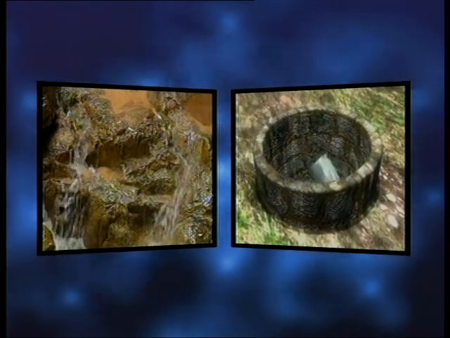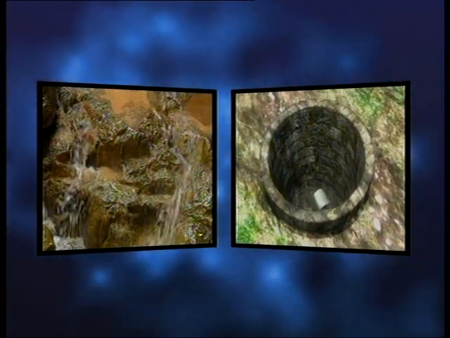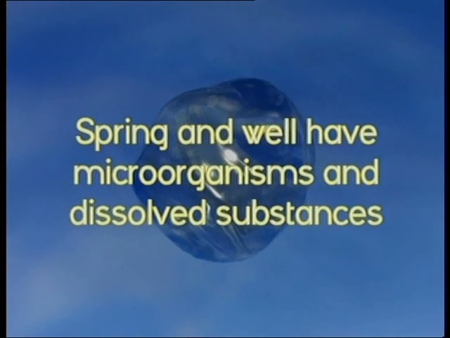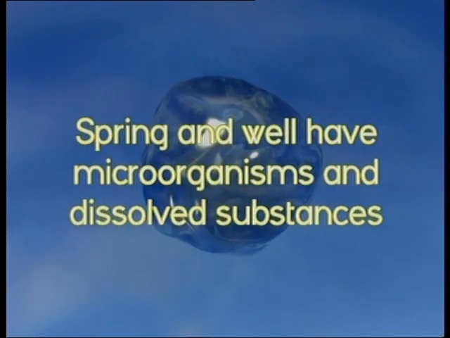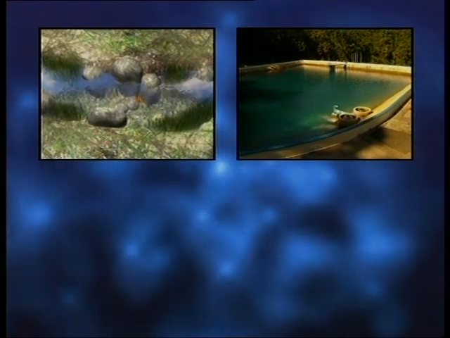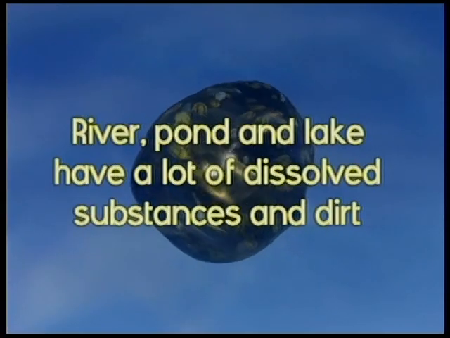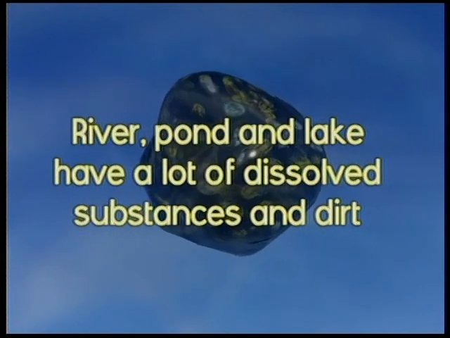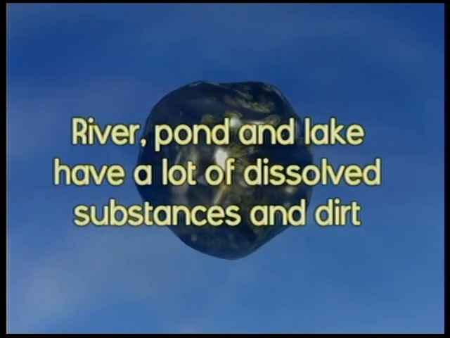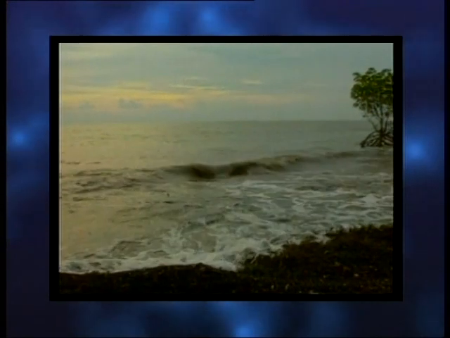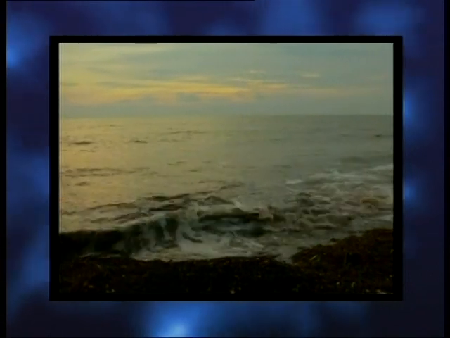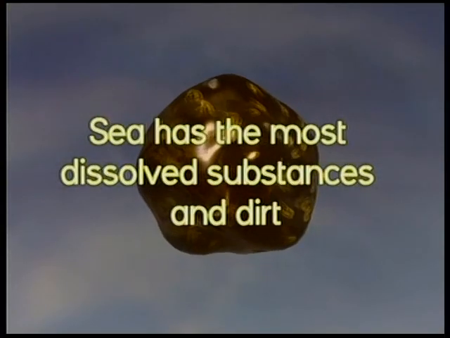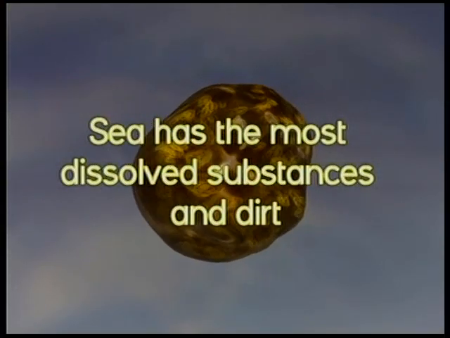Water from spring and well comes second to rainfall. They have microorganisms and dissolved substances. River, pond, and lake are not clean. They have a lot of dissolved substances and dirt, such as microorganisms and silt. Water from the sea is the dirtiest. It has the most dissolved substances and dirt.